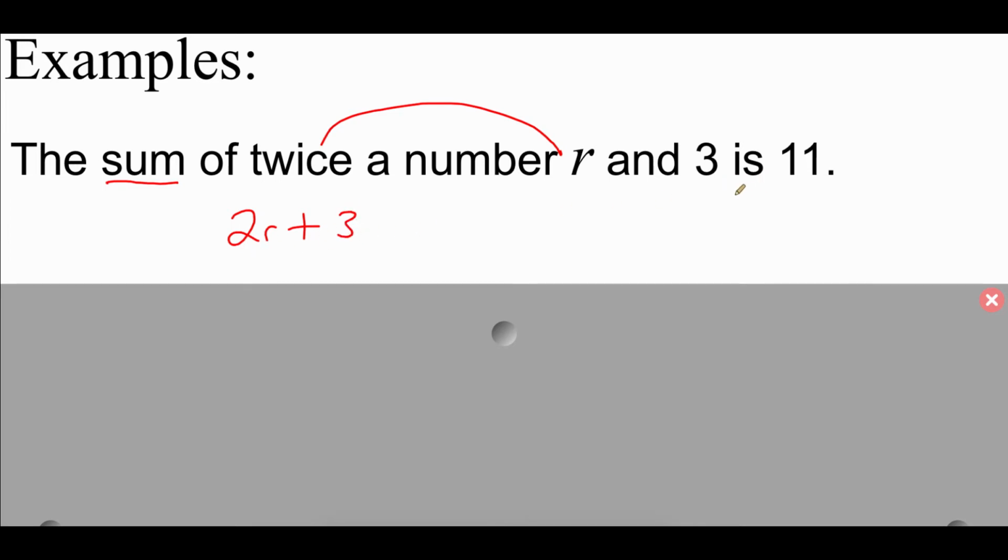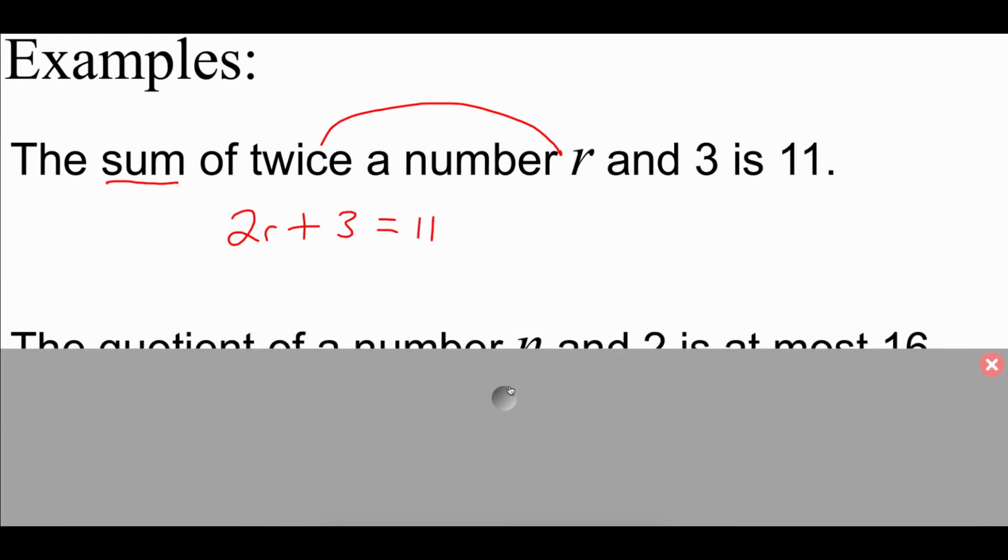Now we've got this word "is," and "is" was one of our keywords for an equal sign. So "is" means equals, and then we've got this 11. We can translate that verbal phrase into the equation 2r plus 3 equals 11.